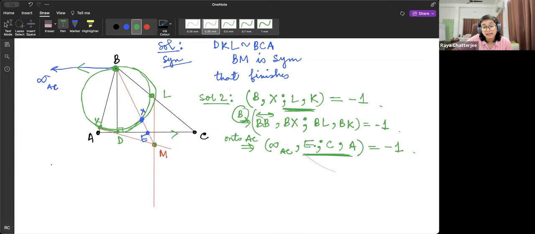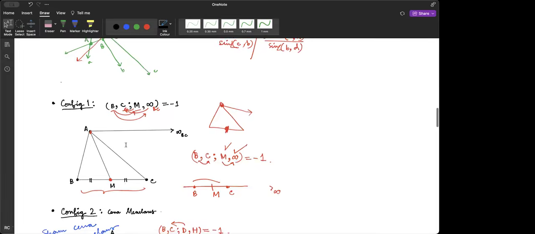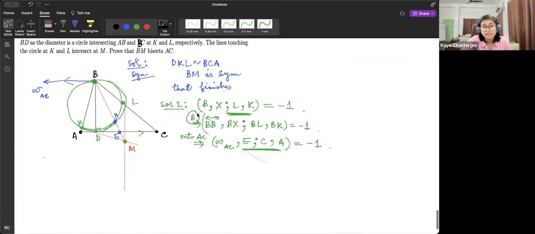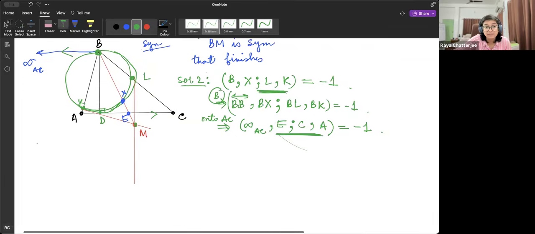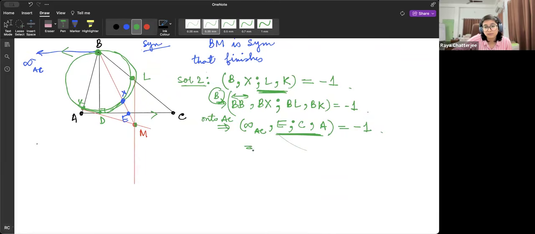So from this, we know that this is a harmonic bundle. But E has to be the midpoint, therefore, because we did it in the config. The converse. Yeah, exactly. The first config, right? If the infinity in this direction is the harmonic conjugate of some point, then that point has to be the midpoint. So here, infinity on AC is the harmonic conjugate of E. So E has to be the midpoint, right? So that will help us conclude that E is the midpoint. So is everybody clear with this? This should not be very hard because it's a basic one.